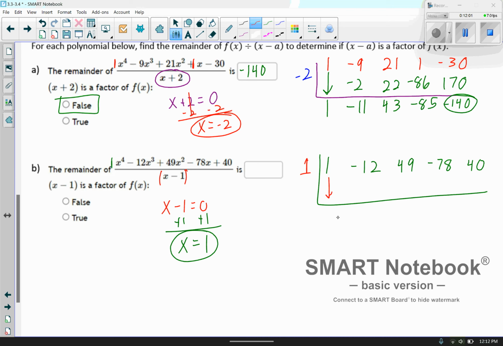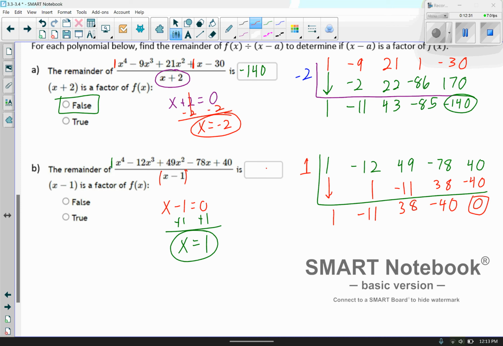And so we'll drop the first one, multiply, put it in the next column, add together. Multiply, put it in the next column. Let's see, we'll add that together. That should be 38. And then we'll multiply that together, put that in the next column. We add that together. That looks like it's going to be negative 40. Then negative 40 times 1, and then put it in the next column is negative 40. And I got a remainder of 0.